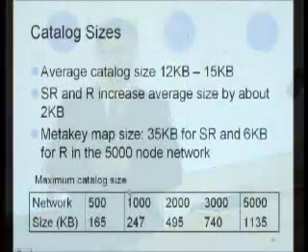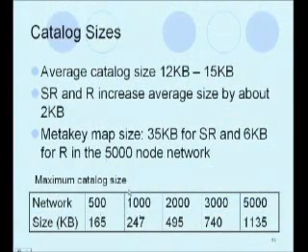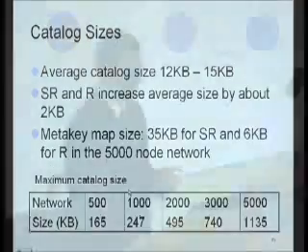So a little about the catalog sizes. The average catalog size in our experiments was about 12 to 15 kilobytes on each node. And the load balancing techniques increase the average catalog size by about 2 kilobytes, which is nothing.